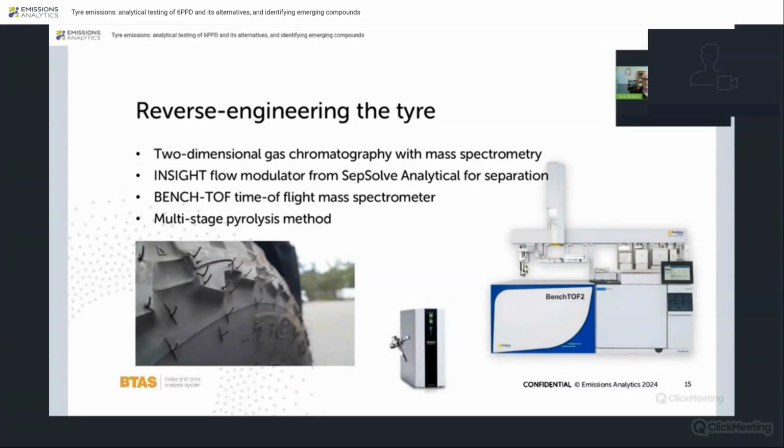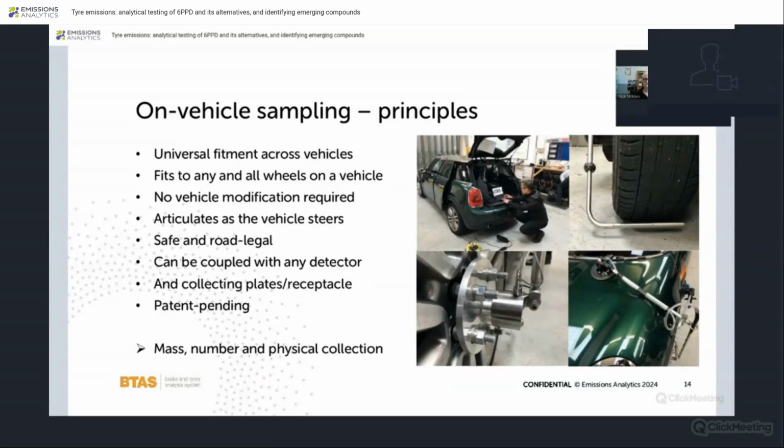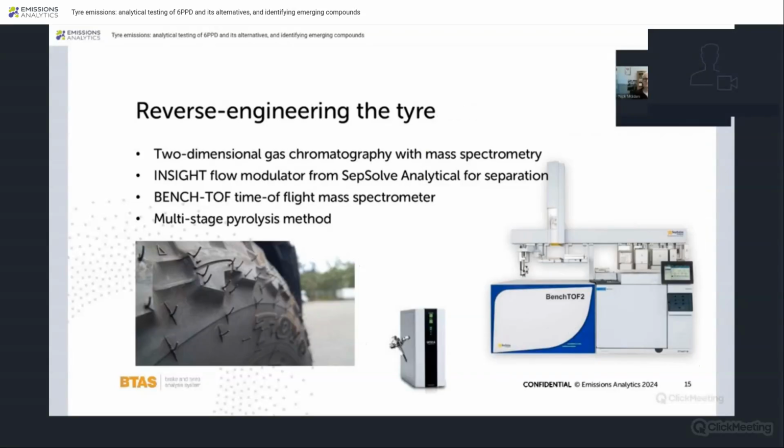So Ime, if I may pass over to you, if you can tell us a bit more about exactly how we go about this testing, please. Thank you, Nick. Good morning, everyone. I hope you can hear me. So once we've collected the sample, like Nick has said in the previous slide, it comes back to me in the lab where we do the analysis.